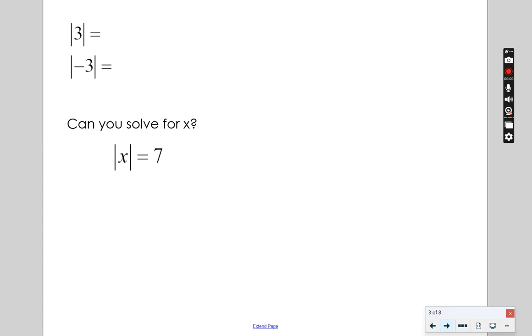All right, so here's a couple questions. What's the absolute value of 3? 3. Absolute value of -3? 3. Okay, so can we solve for x? What do you think x would be equal to? 7 and -7. Both of those answers, if I plug them in, will give me +7. You can write it like this if you want. You could write it like this. Whichever one you like.